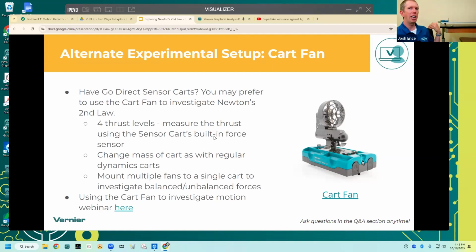What we're doing here with the modified Atwood setup, everything you need to do this, besides the motion detector, comes with a cart and track kit. So you just need a motion detector or a photogate to measure the motion, and that's it. Besides that, for the other one you need the sensor cart and you need the cart fan. So it takes a little bit more equipment.